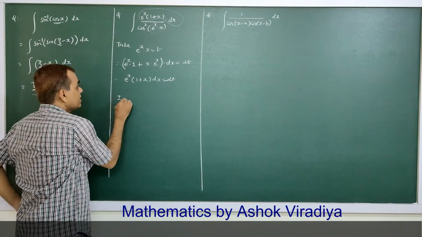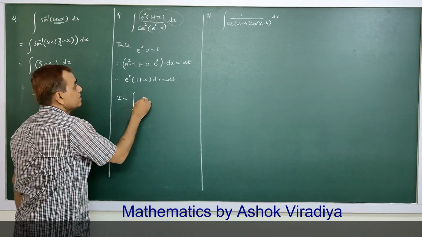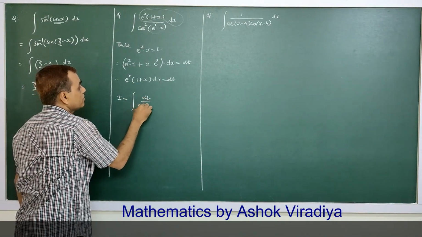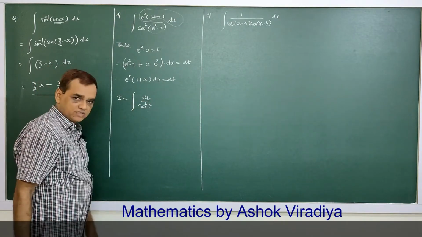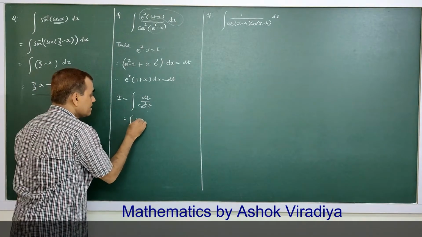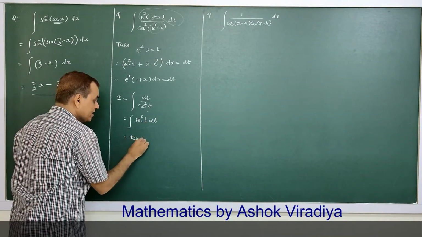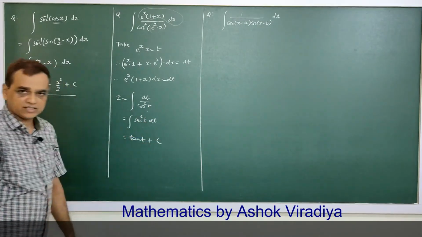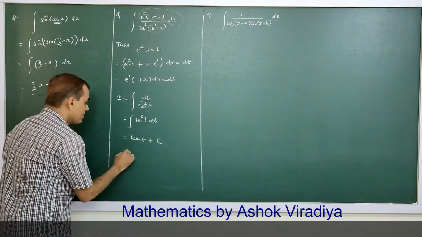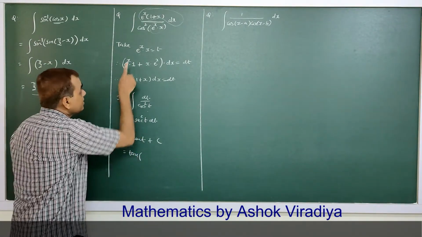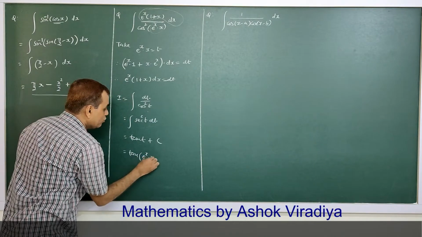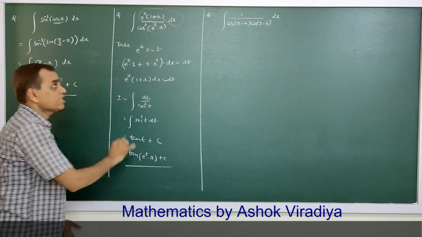So the integral is dt upon cos square t. So this is sec square t, and integral of sec square t is tan t. And putting the value of t, e raised to x into x, plus c. So it is the required integral.